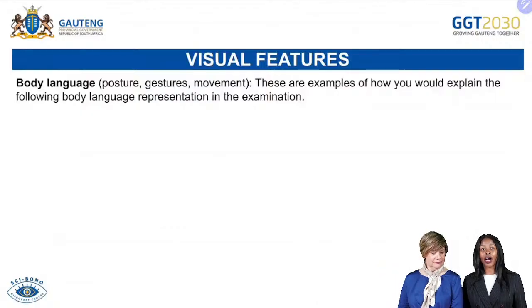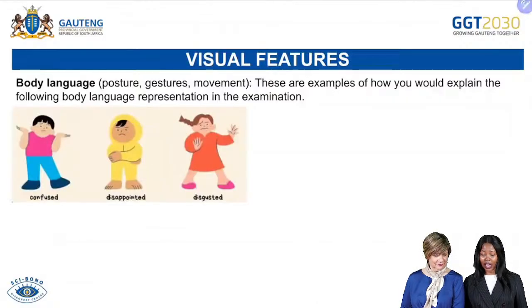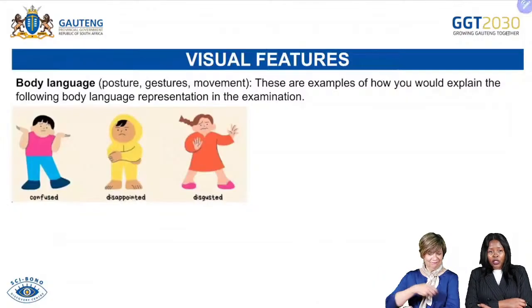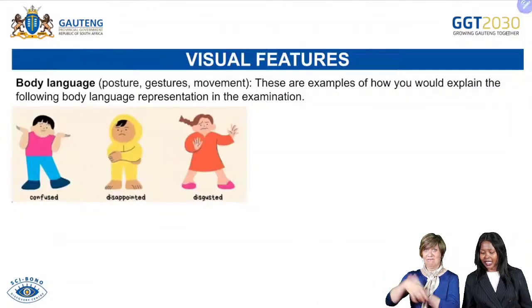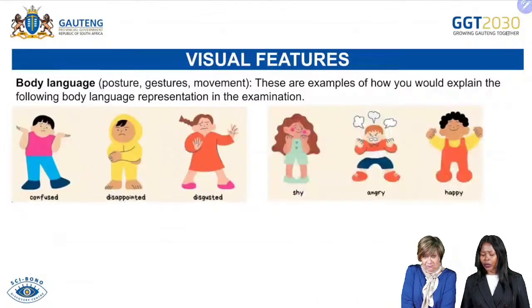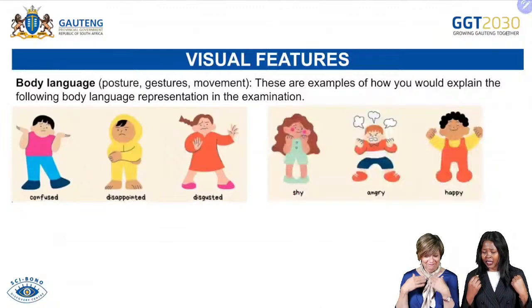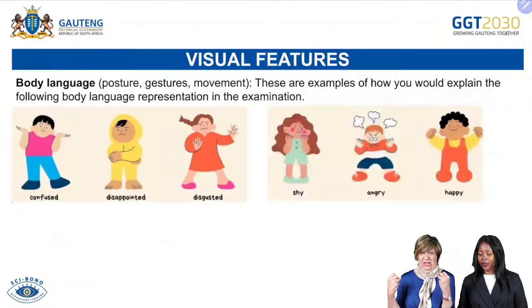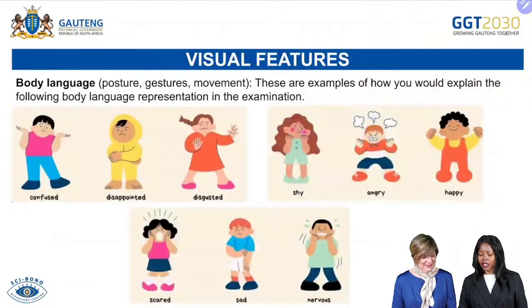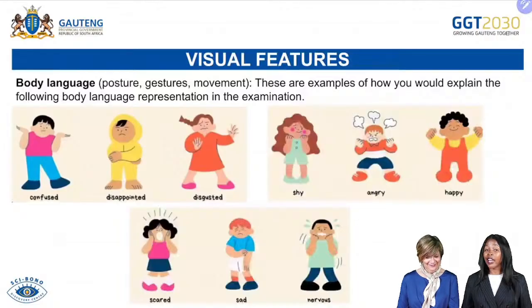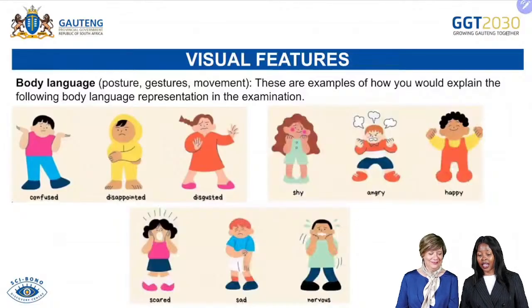These are examples of how you would explain the following body language representation in an exam. There, we've got a confused person, a disappointed person with arms folded. We've got disgusted. We have a shy. We can see that their arms are lifted up. Look at the legs, the shape of the legs. We've got angry. We have happy. These are different examples, but what's key is you should be able to put it in words and explain exactly what is happening over here. And these are some of the examples that we have.